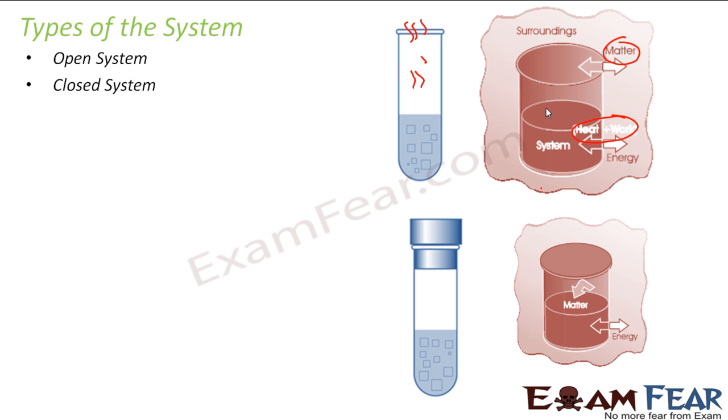The second type of system is the closed system. A good example is the same test tube with a closed lid. In this case, even if there's a vapor here, it will come back, it won't transfer. So the matter won't be transferred to the surrounding, but if you heat it from a Bunsen burner or something, it will get heated up. So the energy, the heat can be transferred, but not the matter. This kind of system is called closed system.